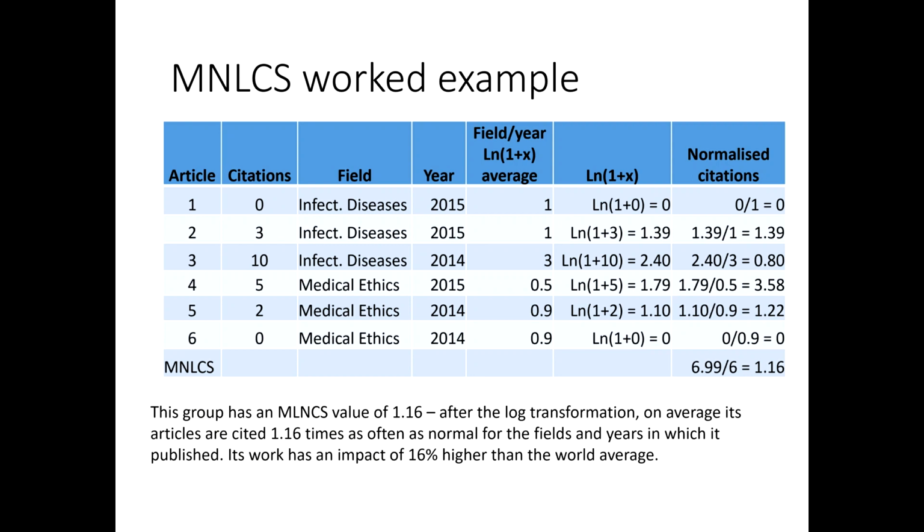And then we divide the log transformed values by the field year average of the log transformed values, and then we average them all. So here we have 6 normalized citations that total to 6.99. We divide by 6 and we get an average of 1.16, which is the MNLCS value. So after the log transformation, this group's articles are cited 1.16 times as often as normal for the fields and years in which it published, where its impact is 16% higher than the world average on the log transform scale.